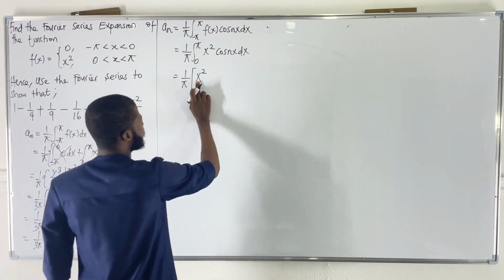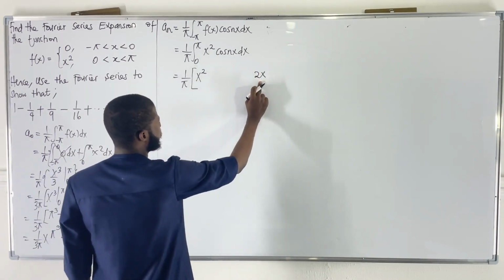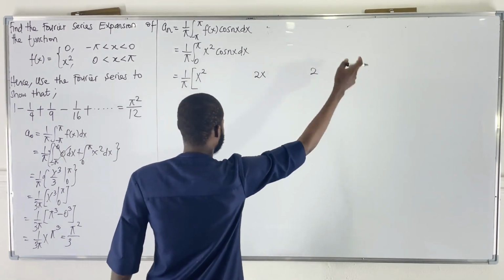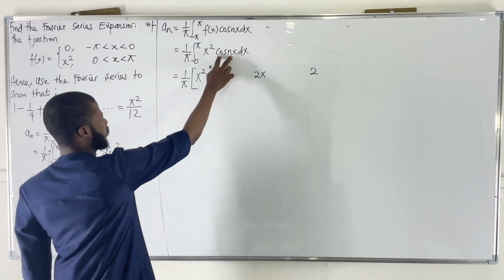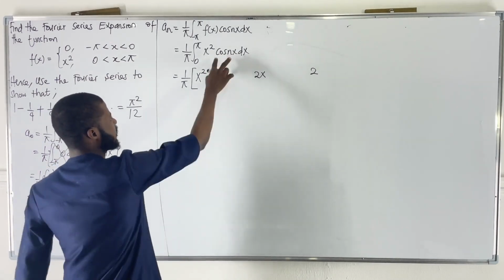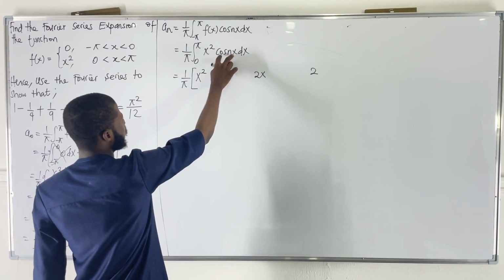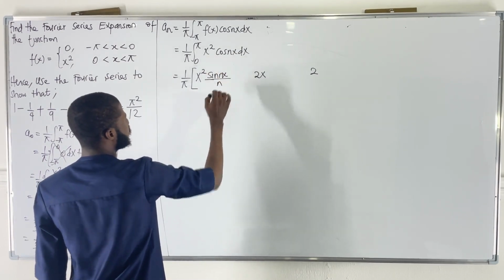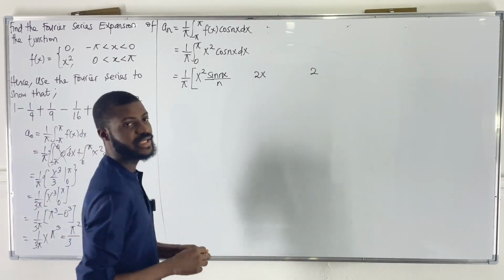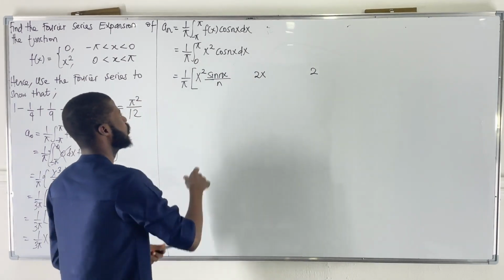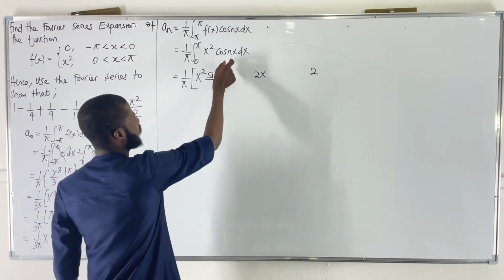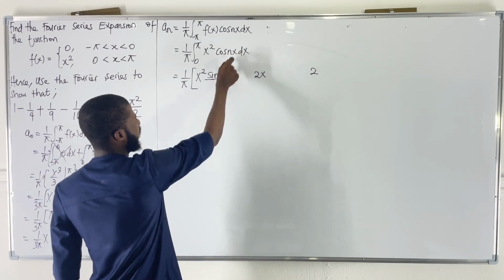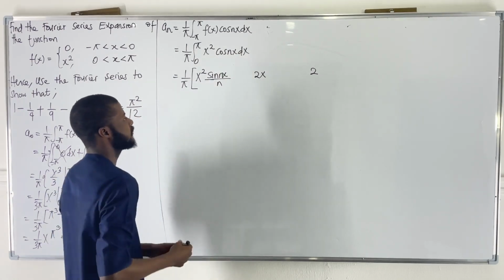So when you differentiate x squared, you have 2x. When you differentiate 2x, you will have 2. When you differentiate 2, you will get 0, but there's no need for us to write that. Now this is cosine nx. We're going to be integrating the cosine nx. To integrate cos nx, we're going to have sine nx over n. Remember that to integrate a trigonometric function, you must divide by the derivative of the angle nx. So the angle nx, when you differentiate this, you're going to have n. So you must divide by that derivative.